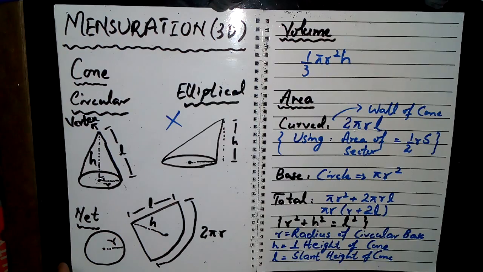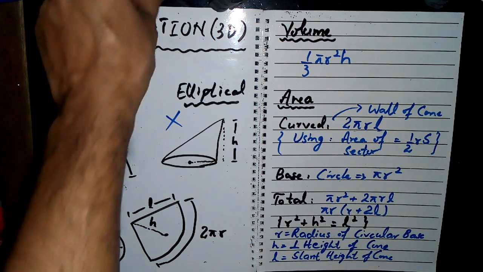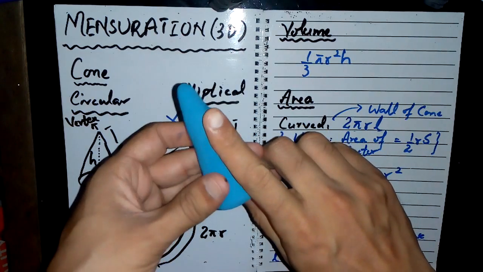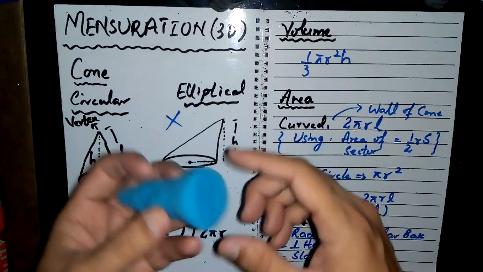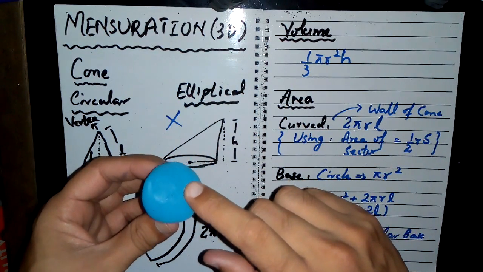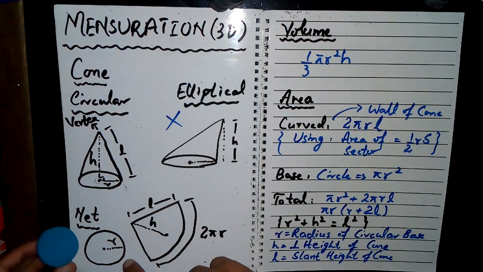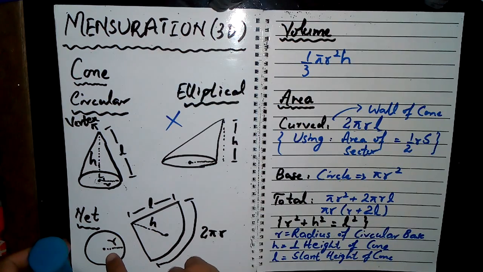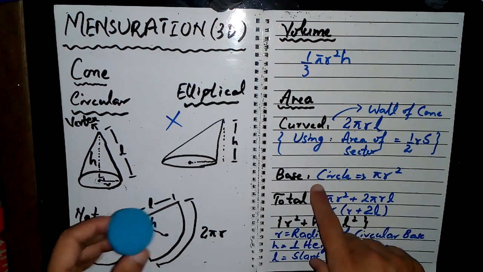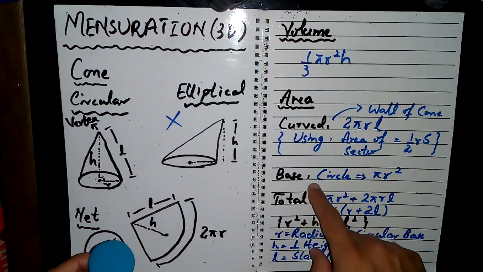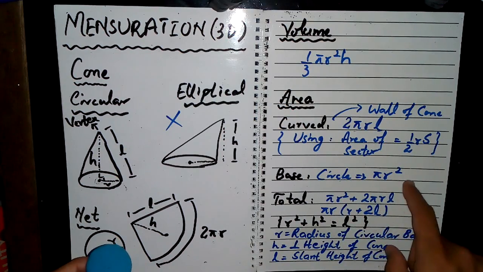Now drawing the net, we have two surfaces. One is the curved surface of the cone, and this is the base of the cone. The base of the cone is circular, so I have made a circle having a radius r. The base area of the cone will be the area of a circle, that is pi r square.